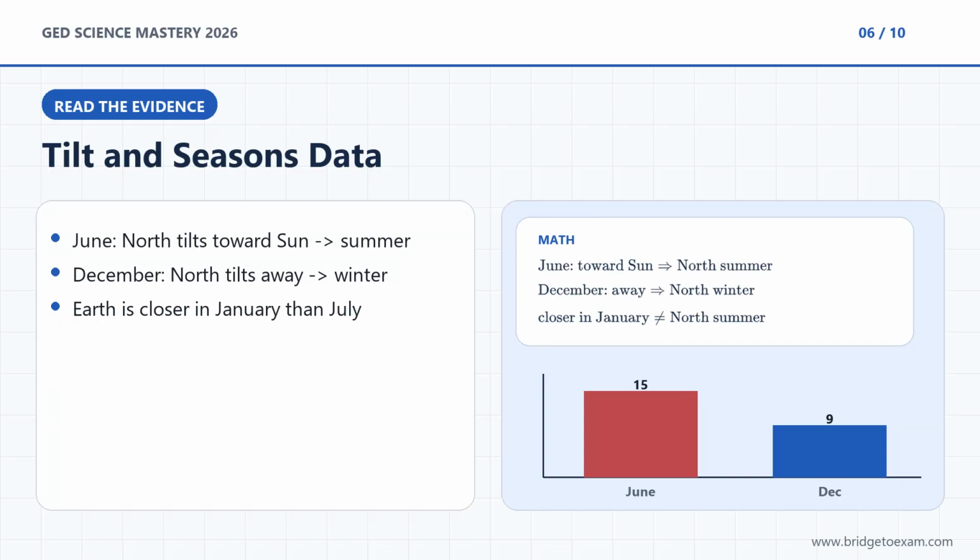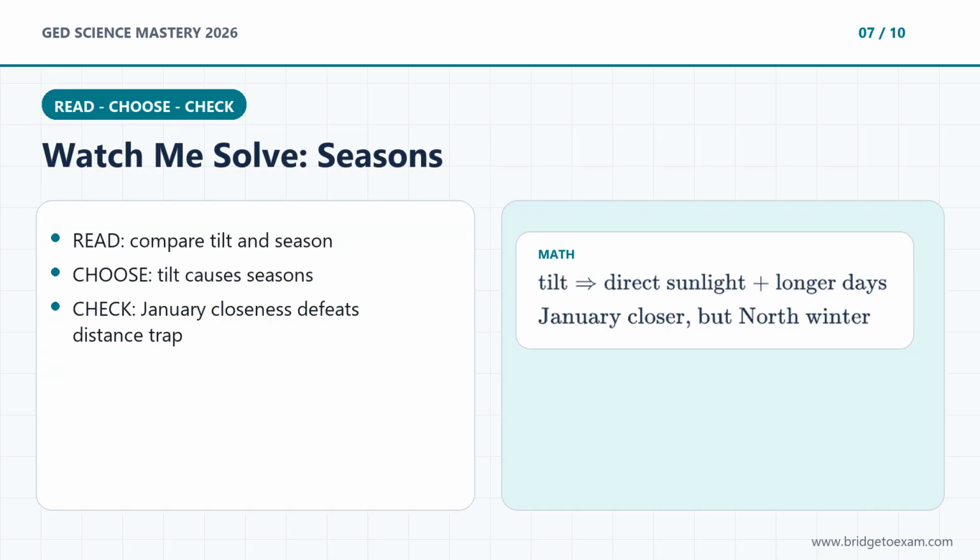Let's read a short evidence table. In June, the northern hemisphere is tilted toward the sun, and it is summer in the north. In December, the northern hemisphere is tilted away from the sun, and it is winter in the north. The passage also says Earth is actually a little closer to the sun in January than in July. That fact matters because January is winter in the north, so closeness to the sun cannot be the main cause of northern hemisphere summer. What causes the seasons, and why does the January fact matter?